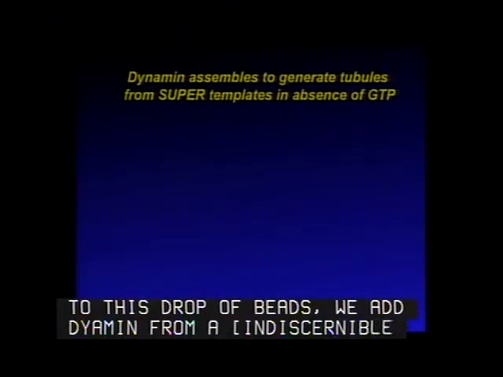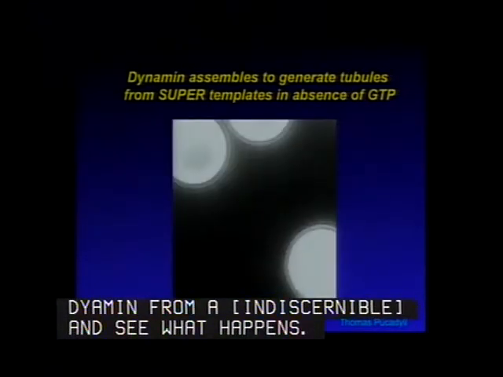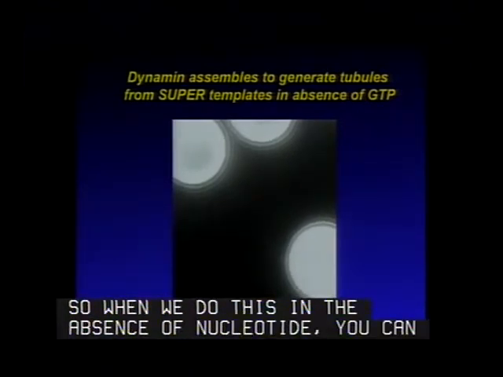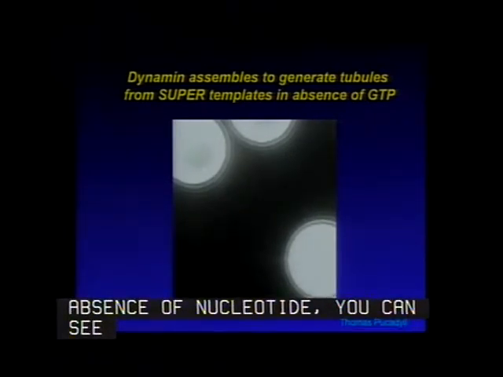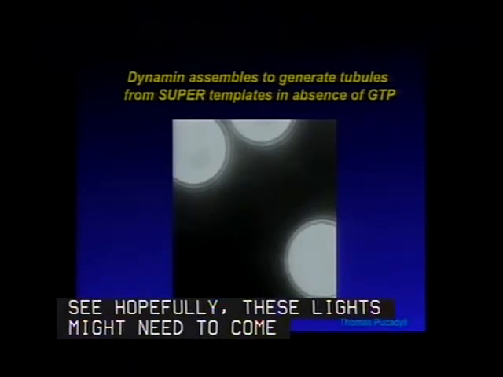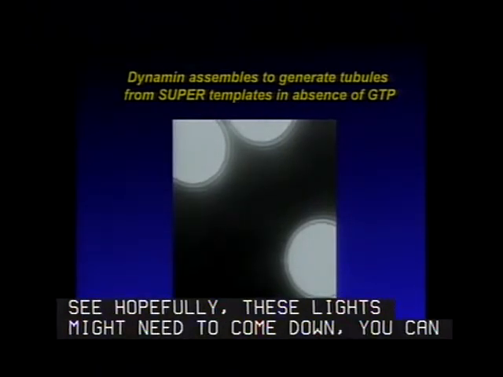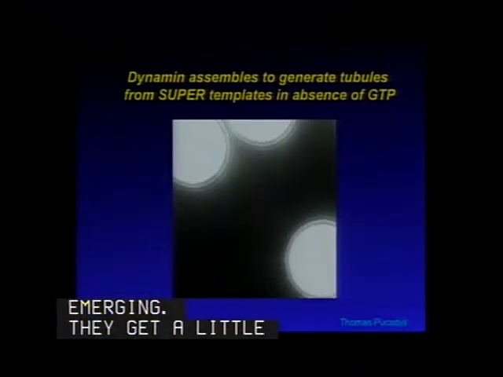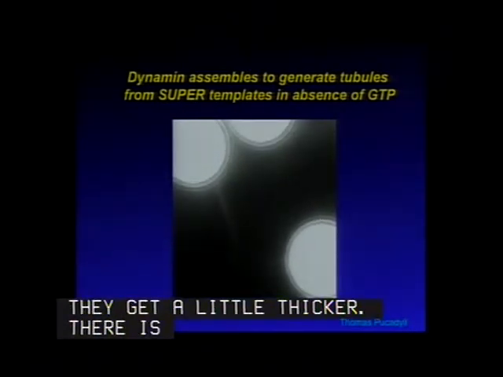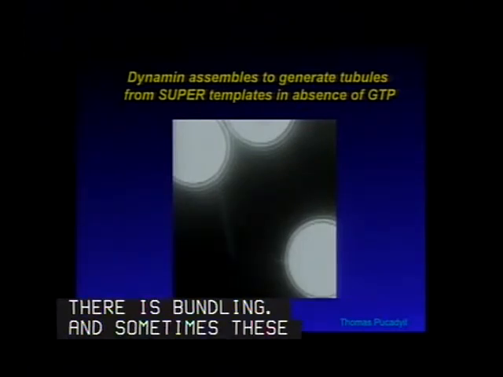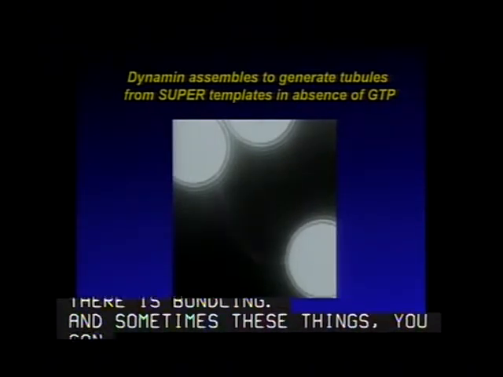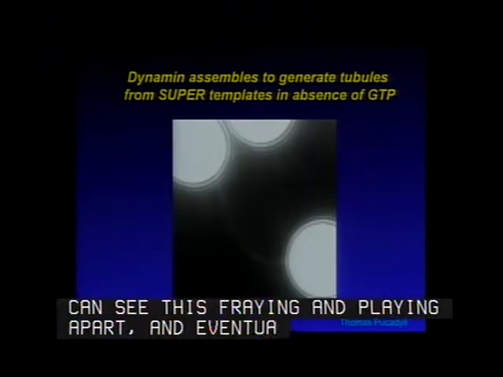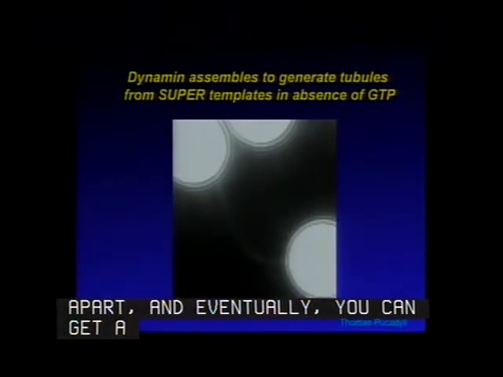So when we do this in the absence of nucleotide, you can see, hopefully, little hairy projections emerging from these beads. They get a little thicker. There's bundling, as you'll see in the next slide. And sometimes, as these things get long, you can see this fraying and splaying apart, and eventually you can get a tether formed as these two interwrap and intertwine around each other.